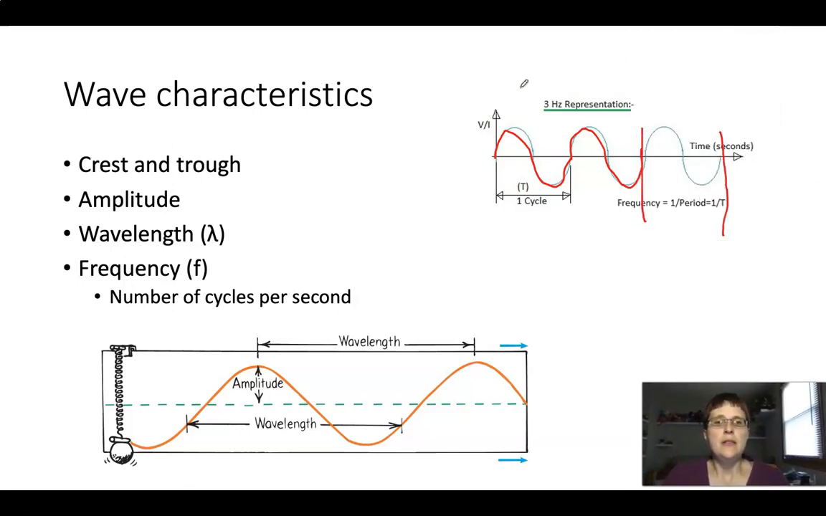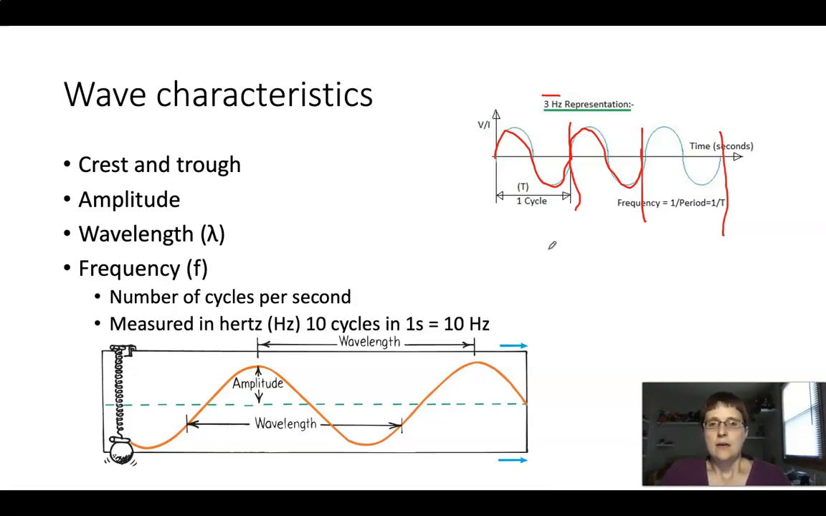And this is marked up here as 3 hertz. That is talking about the frequency. So it's got 3 cycles per second. So this is 1 second, 3 cycles, 3 hertz. So there we go. It is measured in hertz, HZ, and it's just the number of cycles per second. So if you've got 10 cycles in 1 second, it's 10 hertz.